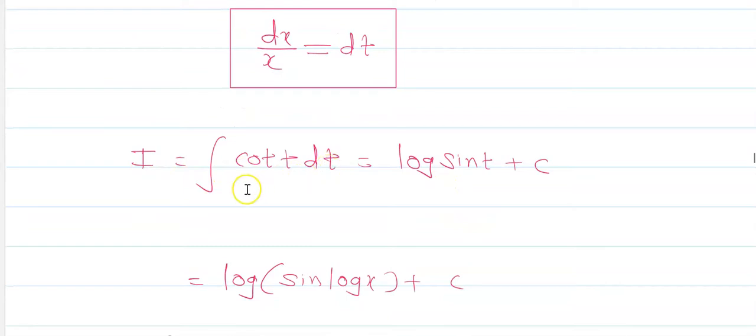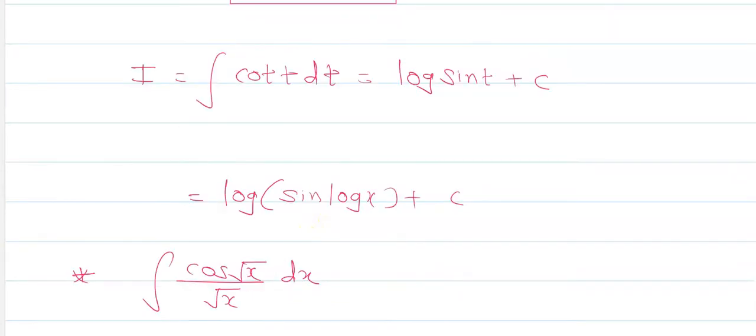But what is the integral of cot t? It is log of sin t plus c. Then we will replace the value of t, which I can write here. Again, one more bracket must be there. As these brackets are present, I can change it here also, so this is in the square bracket.